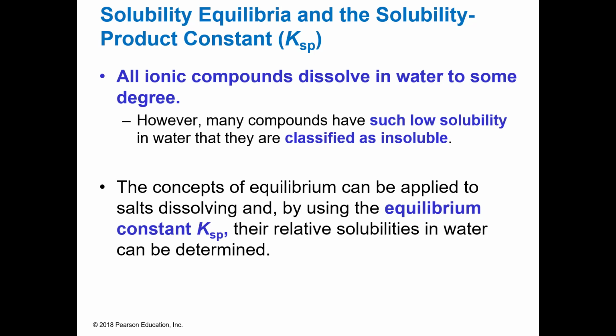So all ionic compounds will dissolve in water to some degree, but many of them are very low in solubility. They're so low that we call them insoluble because we don't see any evidence of any of it going into solution. So we can apply the concepts of equilibrium to this, and we call this the equilibrium constant K sub SP. This is the solubility product constant of aqueous type materials.